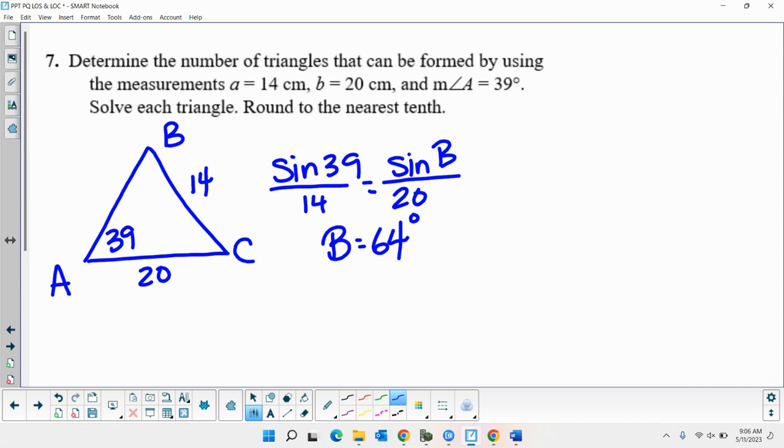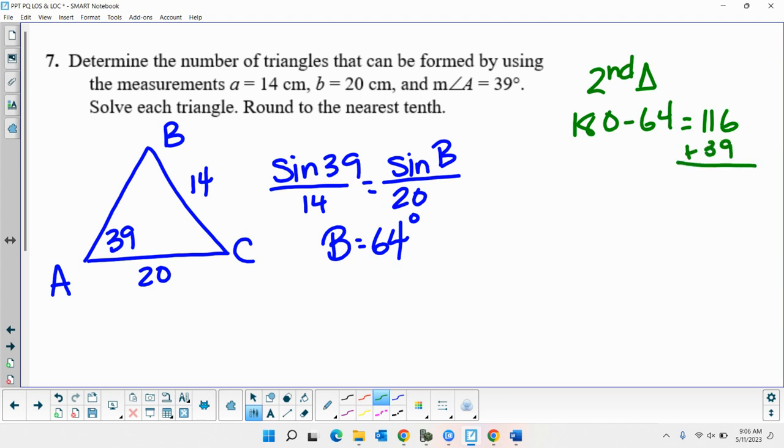All right, so I'm looking for a second triangle. So I go 180 minus 64, which is 116, plus 39. 6 and 9 is 15, 12 and 3 is 155. Is that bigger or smaller than 180? Smaller. Therefore, second triangle, right? So, I'm going to draw my second triangle.